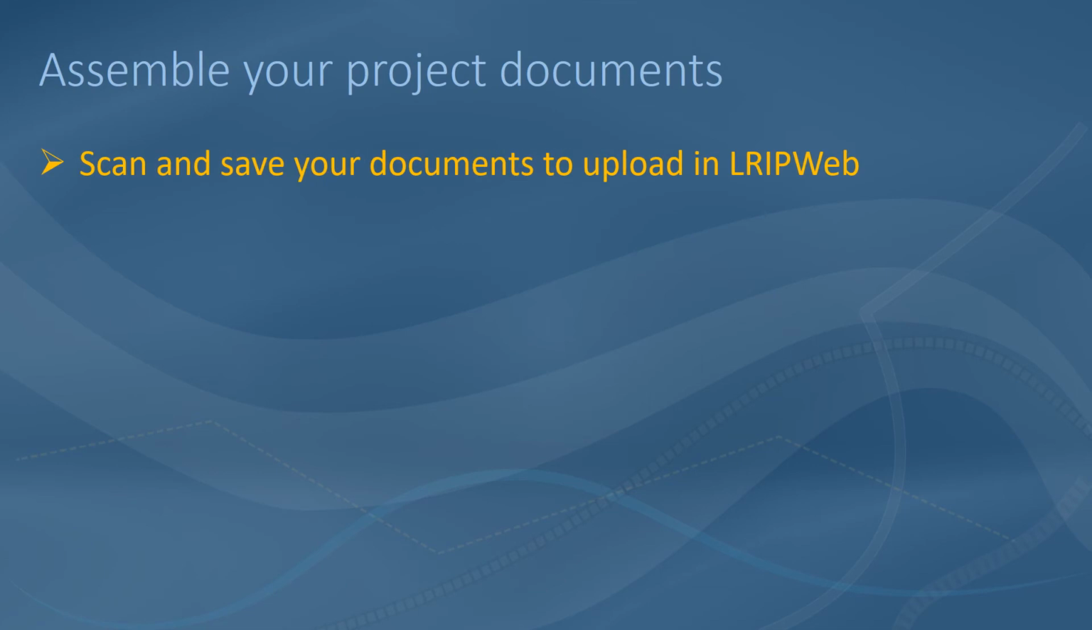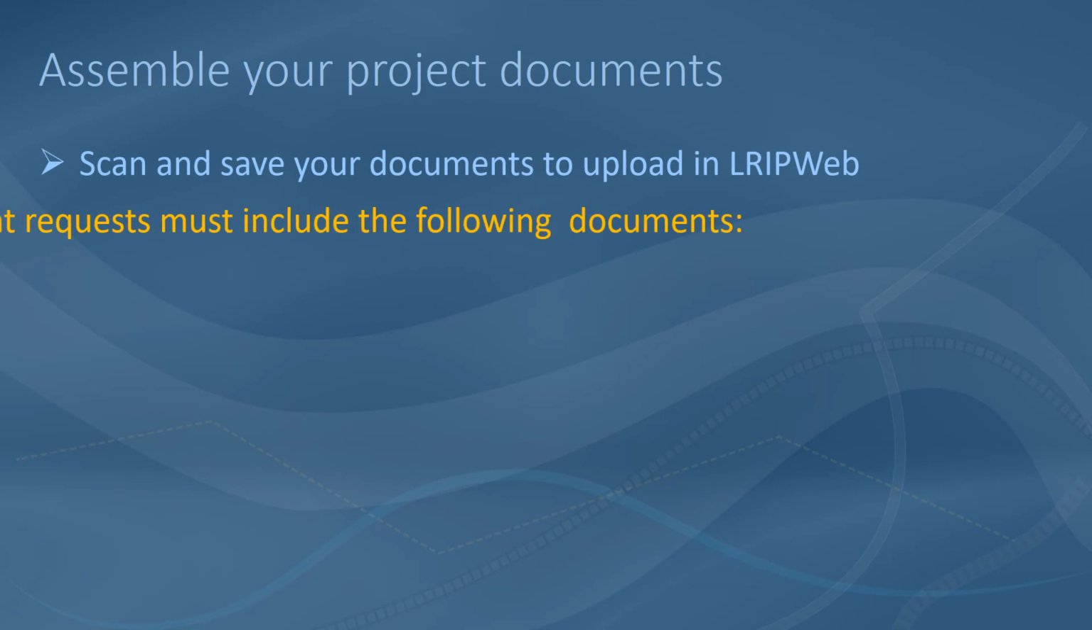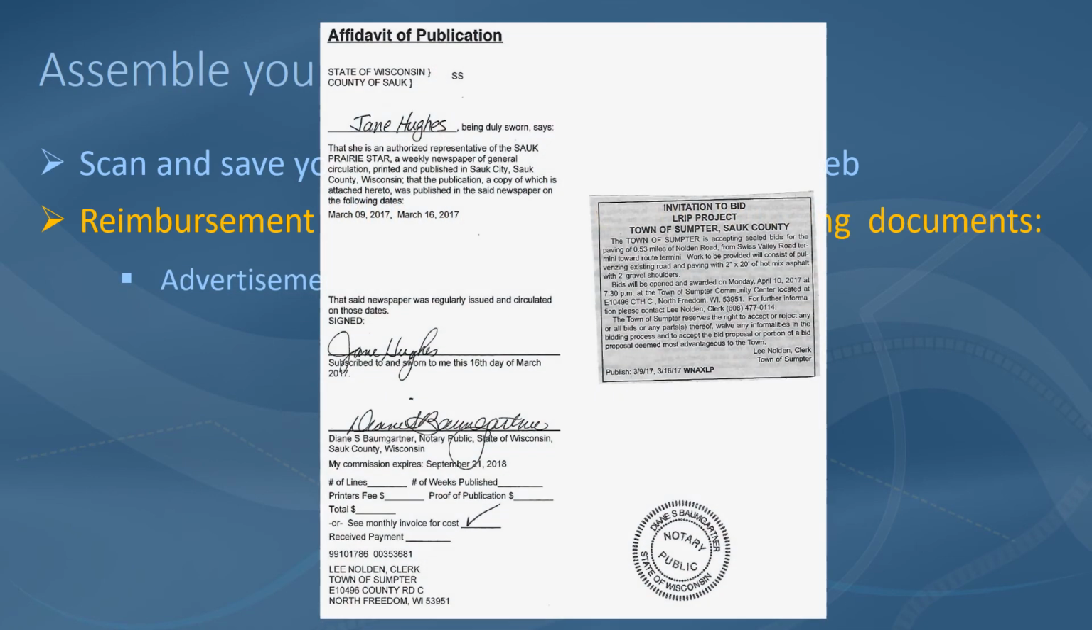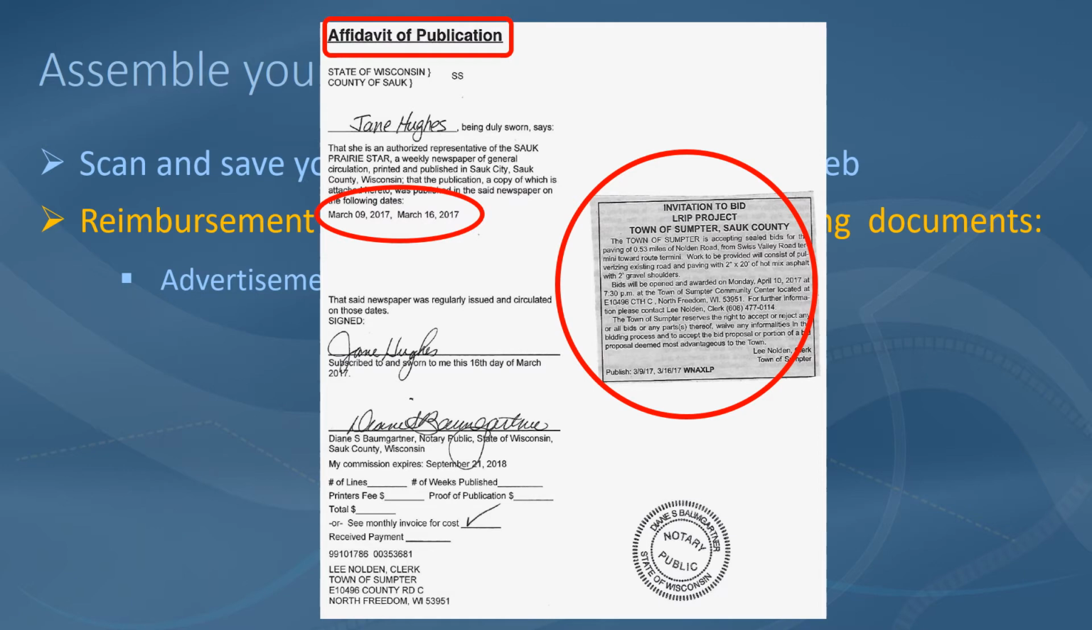In the next step, you'll scan and save your documents to a folder on your computer so you can easily access and upload the documents during the submittal process. To qualify for reimbursement, all improvement projects must include the following documents in accordance with the LRIP program guidelines and requirements. First, ensure you have the advertisement for bid that includes a copy of the published ad and an affidavit showing the publication dates. State statutes require that the dates confirm the ad was posted over 2 consecutive weeks.